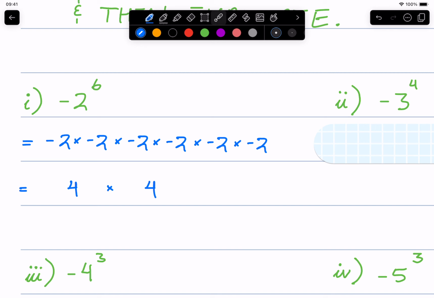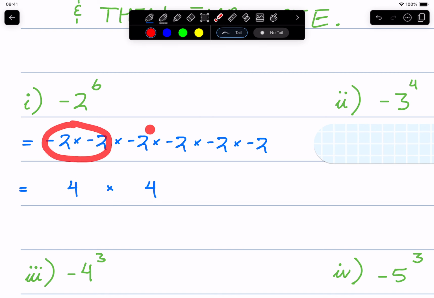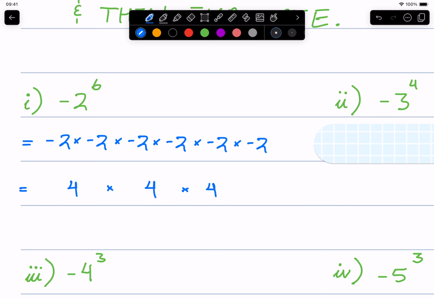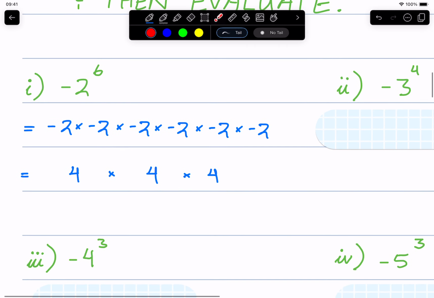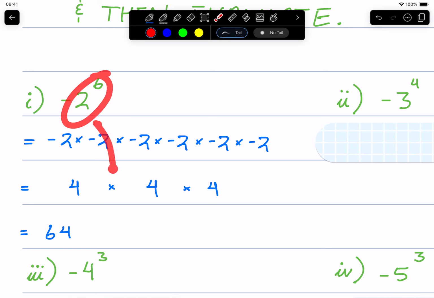Notice what's happening here. I'm pairing them up. And it will happen to this last pair here. This will give us a positive 4 because two negatives make a positive. And now this is a lot easier. 4 times 4 is 16. 16 times 4 is going to be 64. And that there is negative 2, sorry, to the power of 6.